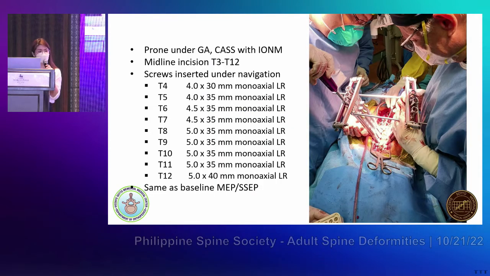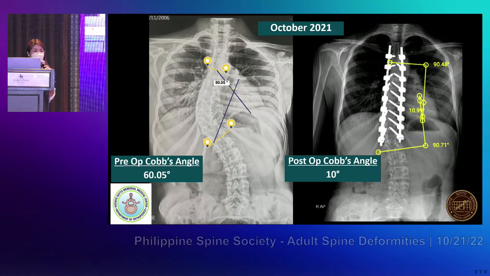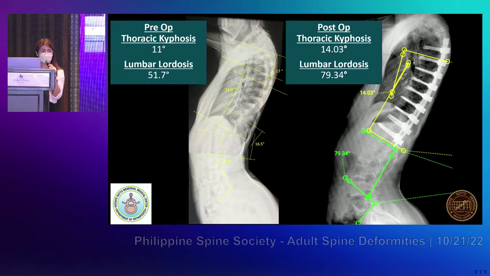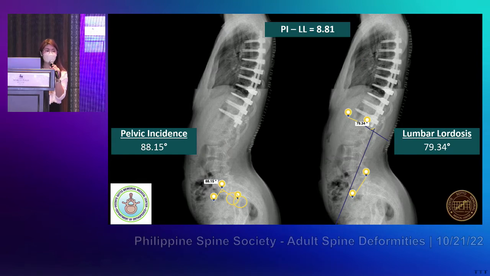Our conduct of surgery was as follows. We placed the patient prone under general anesthesia with intraop neuromonitoring, with the screws inserted under navigation. You note the saturation of the screws to compensate for the shorter level of fusion. We also performed a 5-level Ponte osteotomy for more reduction maneuvers. For our post-op radiographs, we note a correction of the preoperative Cobb's angle of 60.05 to a post-op Cobb's angle of 10 degrees with the following thoracic and lumbar lordosis. We note an increase in the post-operative lumbar lordosis. The post-op SVA was still within acceptable limits, and the pelvic incidence lumbar lordosis mismatch improved to 8.81.